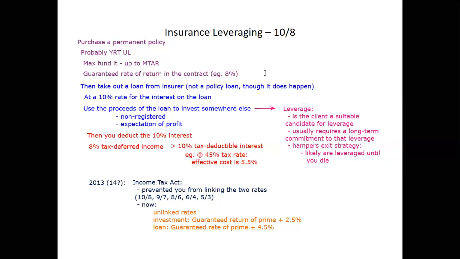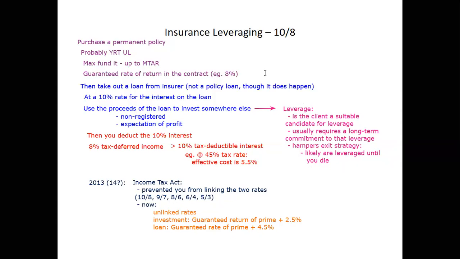And then the question becomes, hey, you've got an 85-year-old. Should that person still be leveraged? Because one day your client is going to be 85, or you've got a 95-year-old. Should that person still be leveraged? And this to me is one of the concerns around 10-8, is I don't think that we necessarily think about the very, very long-term implications of this.